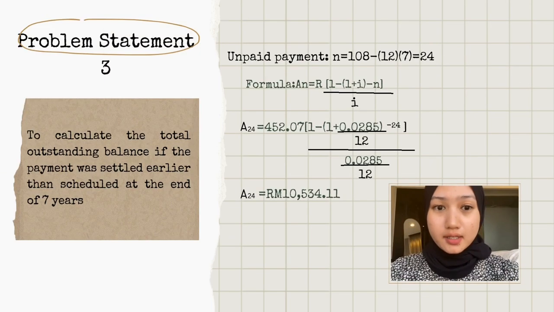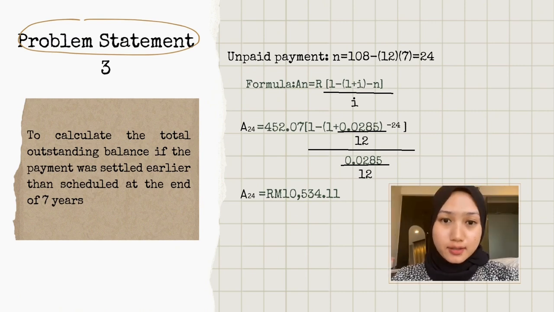Problem statement 3 is to calculate the total outstanding balance if the payment was settled earlier than scheduled at the end of 7 years. So the unpaid payments N equals 108 minus 12 times 7, and then we got 24. We use the same formula, which is A equals R in bracket 1 minus open bracket 1 plus I close the bracket to the power of negative N, divided by I.